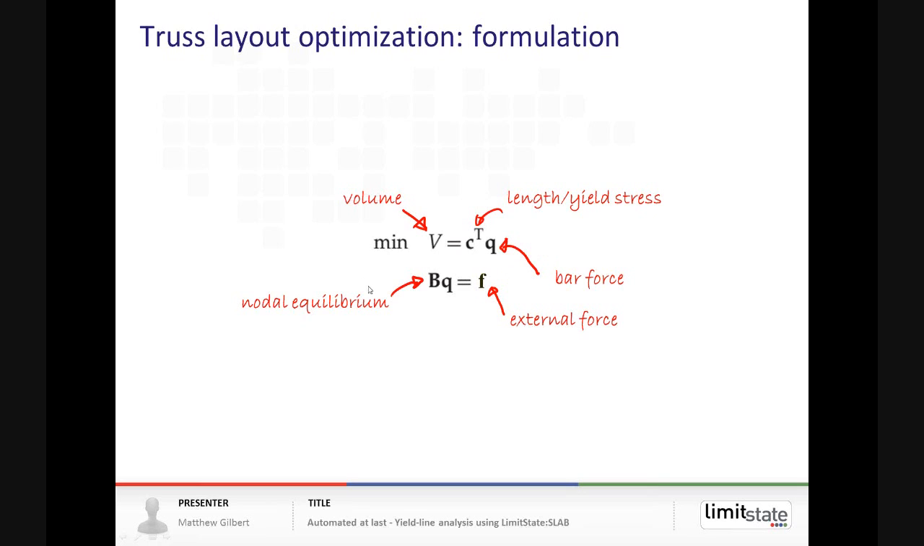In terms of constraints, the constraints that are involved in that formulation are nodal equilibrium constraints. So what we're simply doing is, at every node, making sure that we have equilibrium in the x direction and in the y direction.